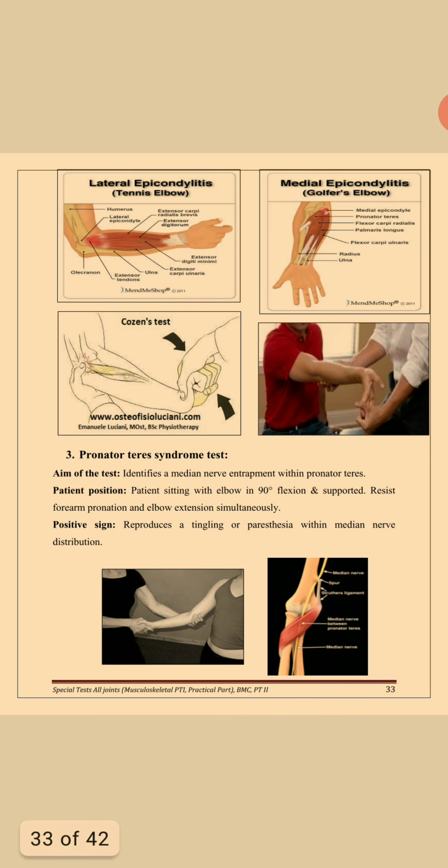Pronator teres syndrome test. Aim of the test: identifies a median nerve entrapment within pronator teres. Patient position: the patient is sitting with elbow in 90 degrees flexion and supported. Resist forearm pronation and elbow extension simultaneously. Positive sign: reproduces a tingling or paresthesia within the median nerve distribution.